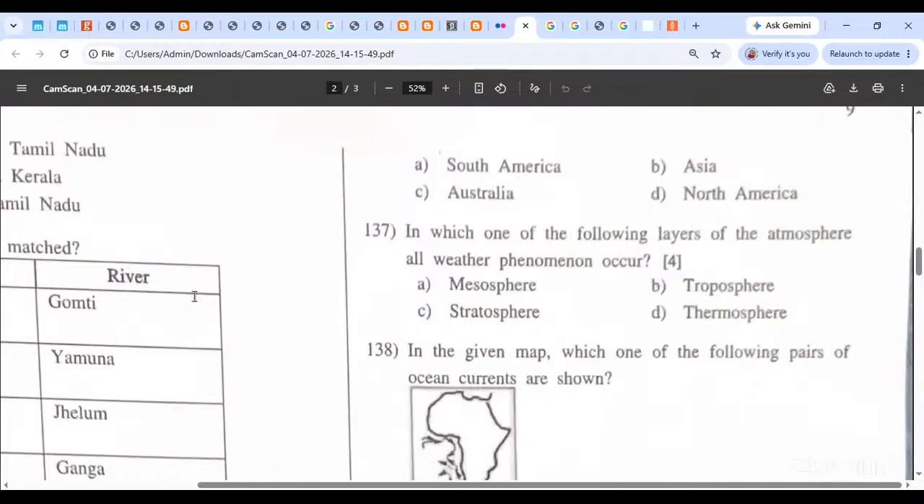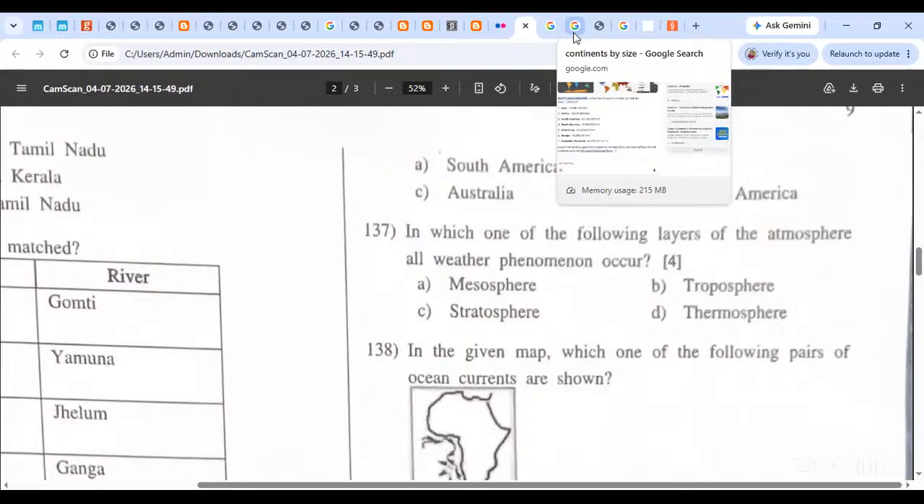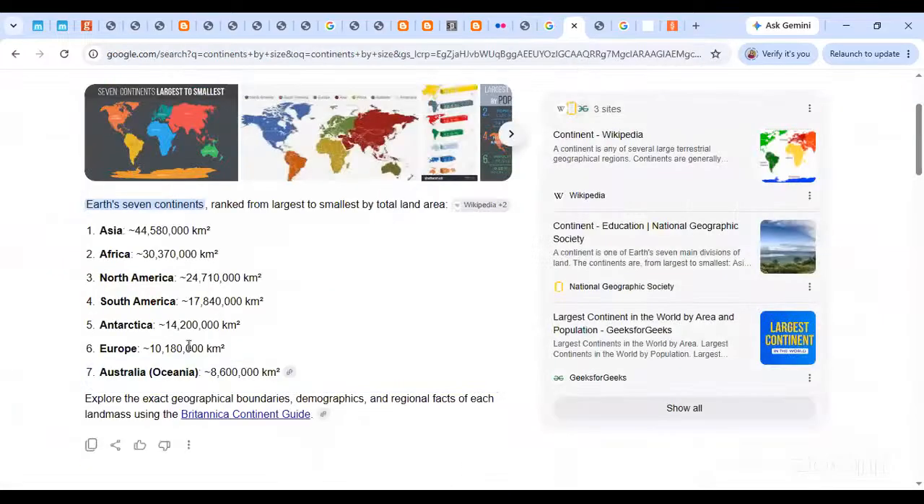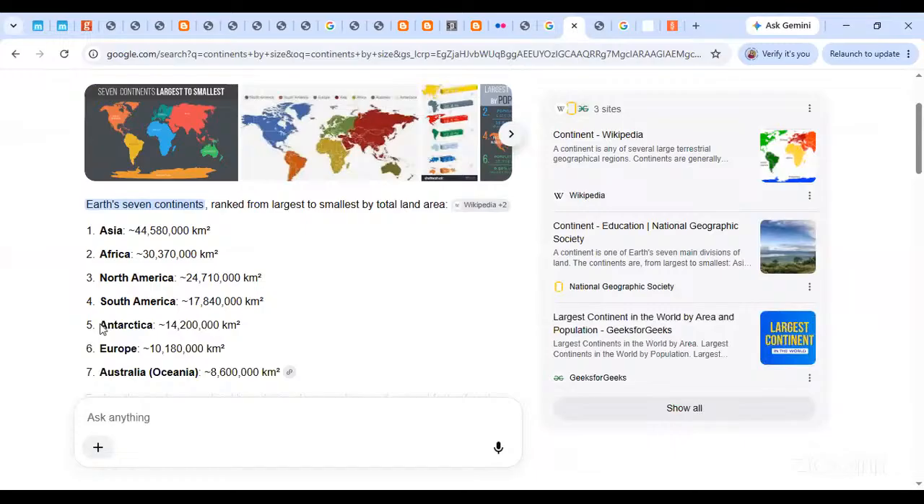After that, you follow up with the remaining continents: Europe, Antarctica and Australia. So this is your order. Fifth is going to be Antarctica, sixth is going to be Europe, and seventh is going to be Australia, Oceania. All the smaller island groups are included. Okay, this is the order of the continents from largest to smallest by area. Seven continents: the largest Asia, followed by Africa, then North America, then South America, followed by Antarctica, then Europe, and then Australia.